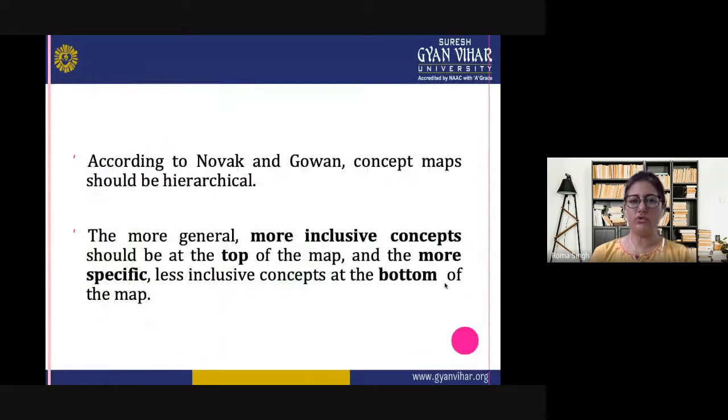So according to Novak and Gowin, concept maps should be in a hierarchical form. As we saw in the last example, a certain proper organized manner is shown: first what happens, then what happens, then what happens. So the more general, more inclusive concepts should be at the top of the map. The more important topic should be at the top of the map, and the more specific, less inclusive concepts go at the bottom of the map.